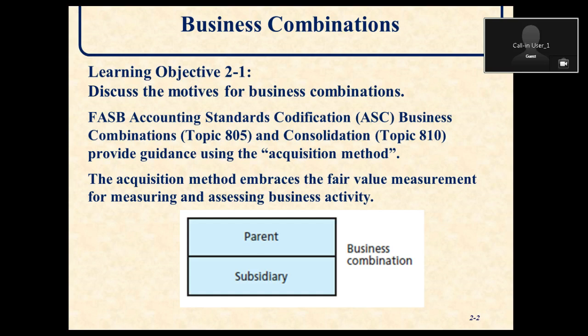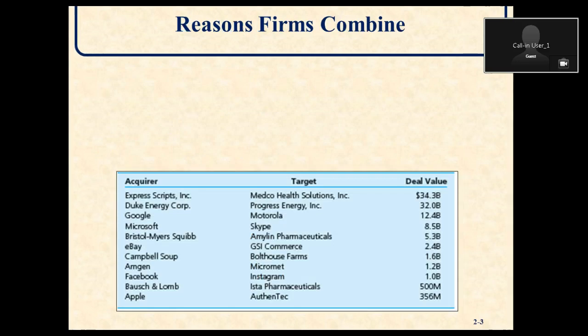So when there's a parent and a subsidiary and they remain operating independently, for financial statement purposes they are acting as one entity financially because of control; the parent can control the subsidiary. We still need to show that as one entity on financial statements.